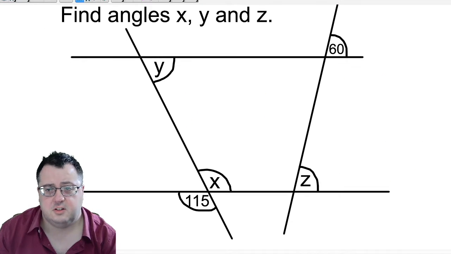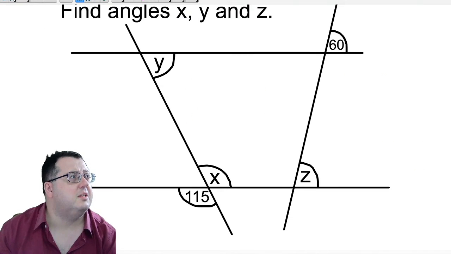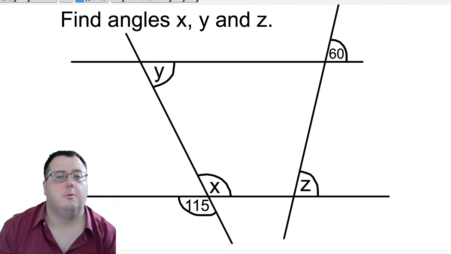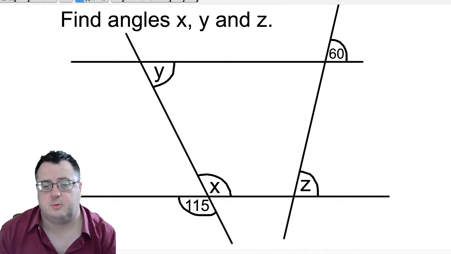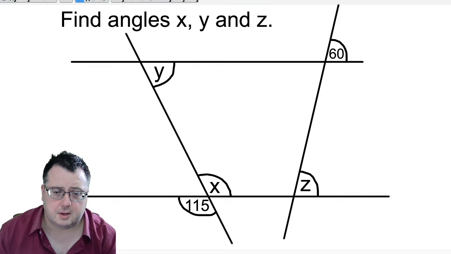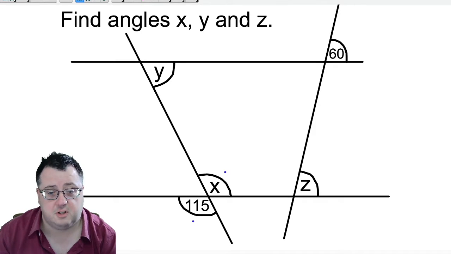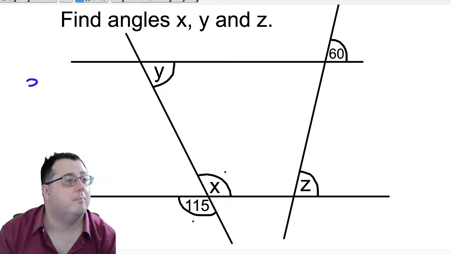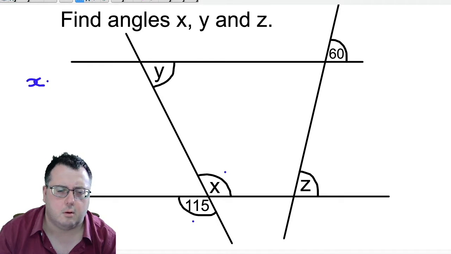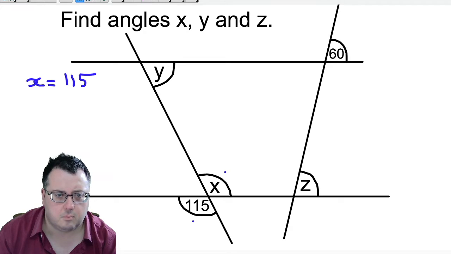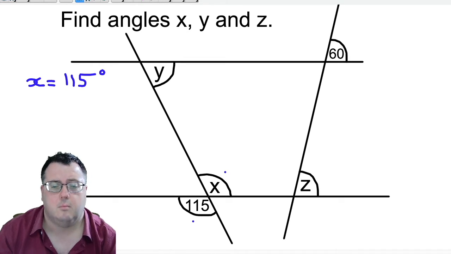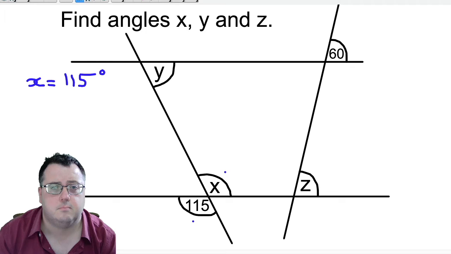There we go. So this is a trapezium, an upside down one, and we have to find out what all the angles are, the missing ones, x, y and z. So the first one, x, is actually really straightforward. These are vertically opposite angles. So x straight away is 115. Nice and easy.